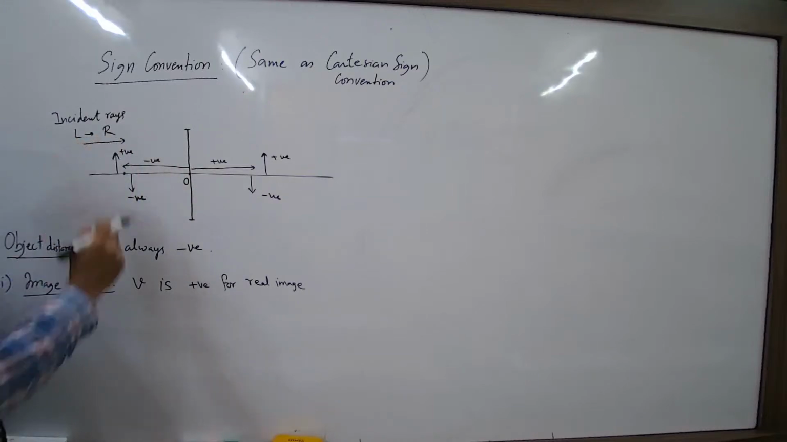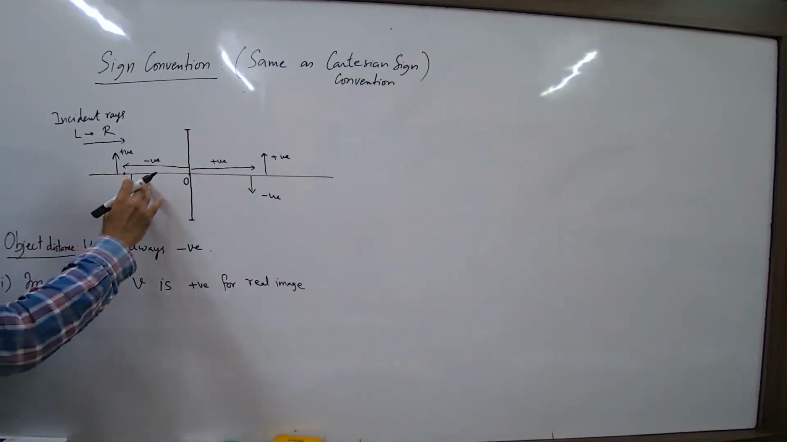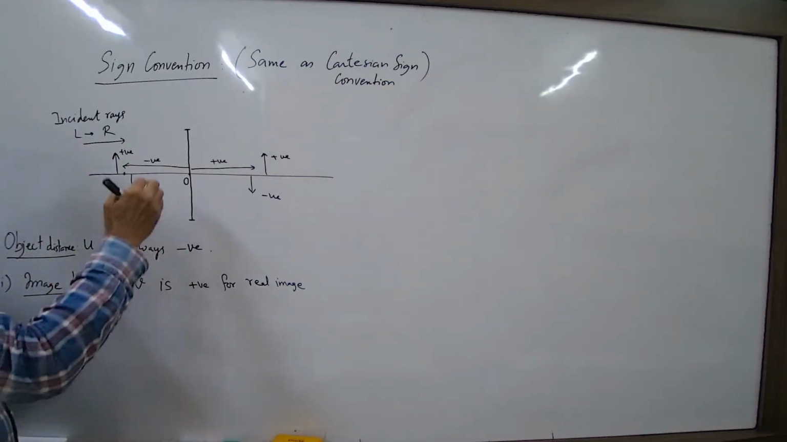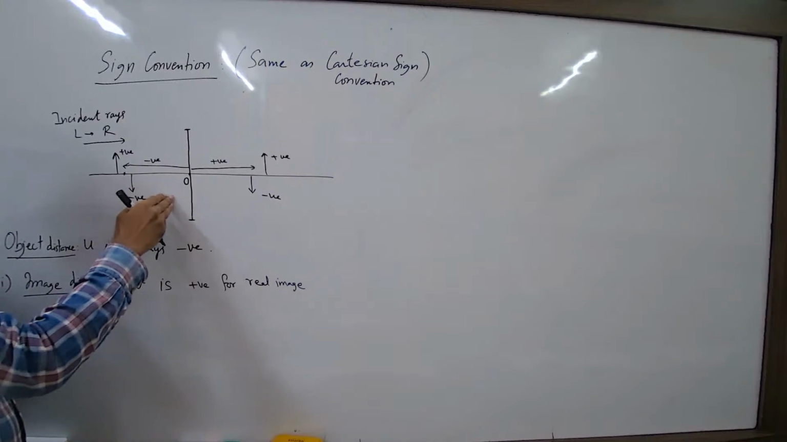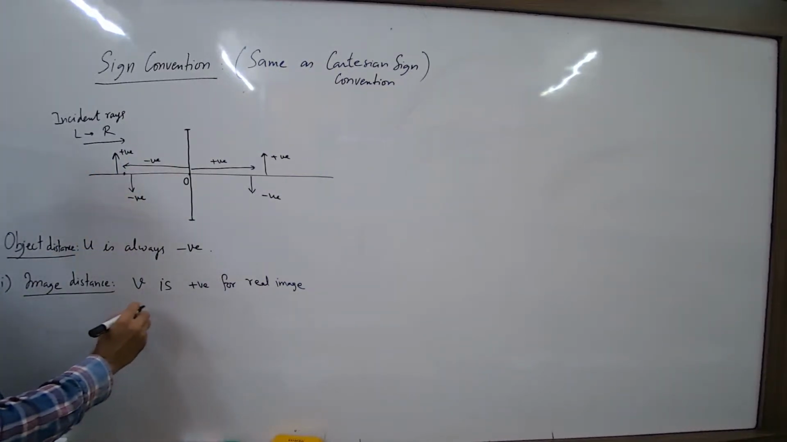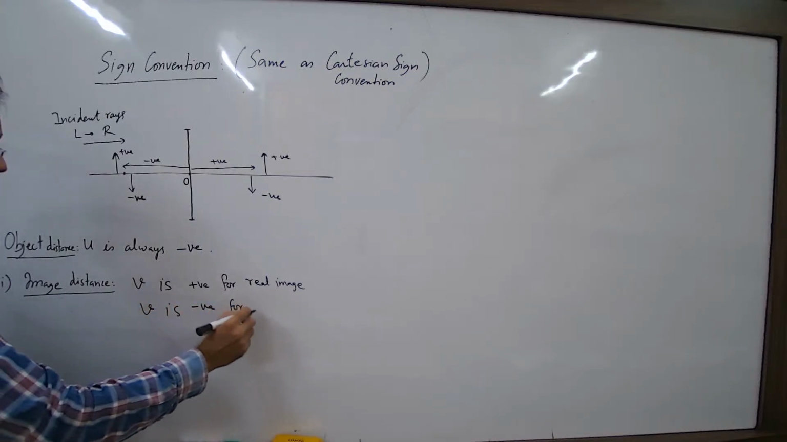Isn't it? And virtual image will be in front of the lens. You know this. Do you all know this? Where is the virtual image found? Always on the left side, in front of the lens, right? Whether it is a convex lens or concave, virtual is always in front of the lens. So V is negative for virtual image.